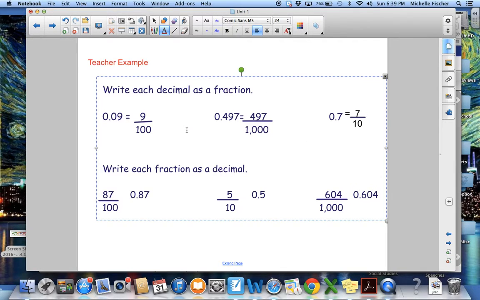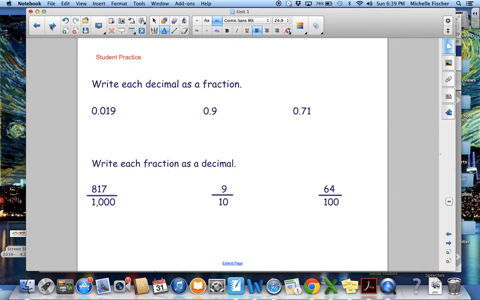There we go. Alright, you are going to try some on your own. I want you guys to go ahead and complete this page, and you're going to click next when you're done answering all the questions, and that will be all for today. Great job, guys.